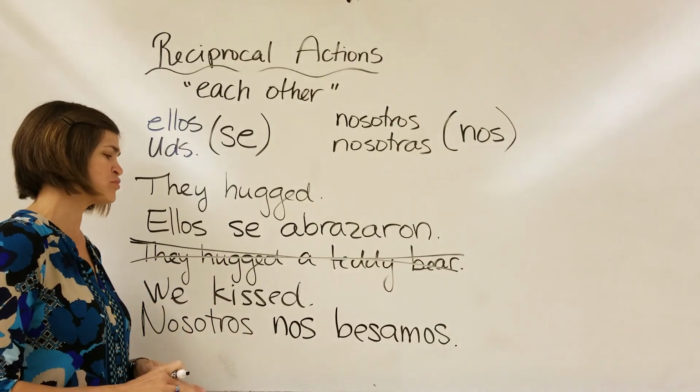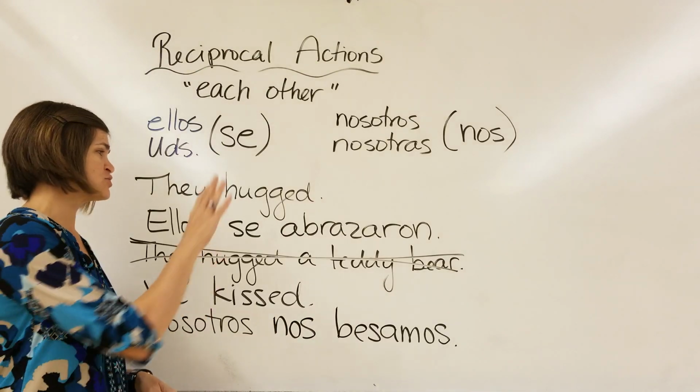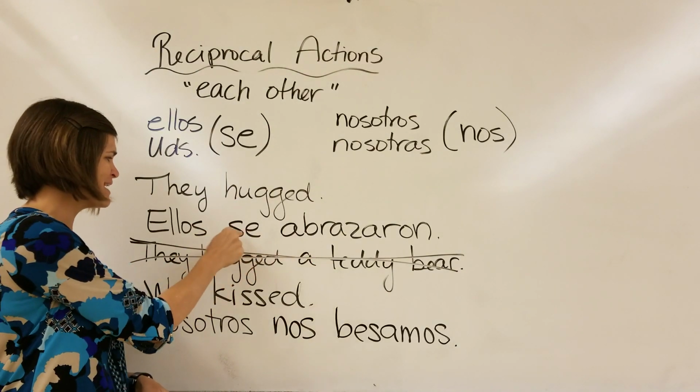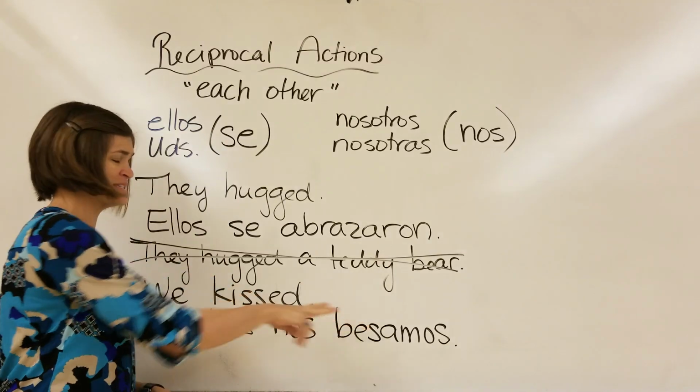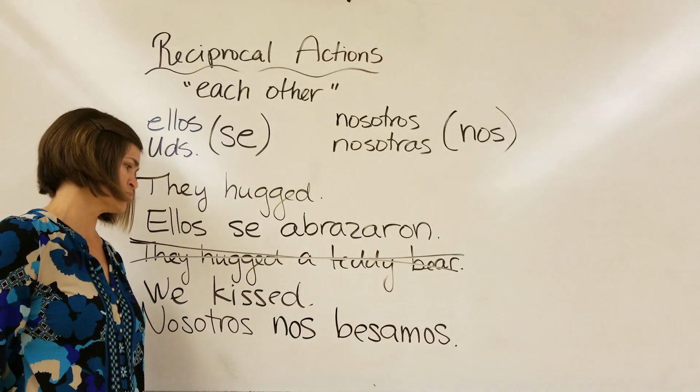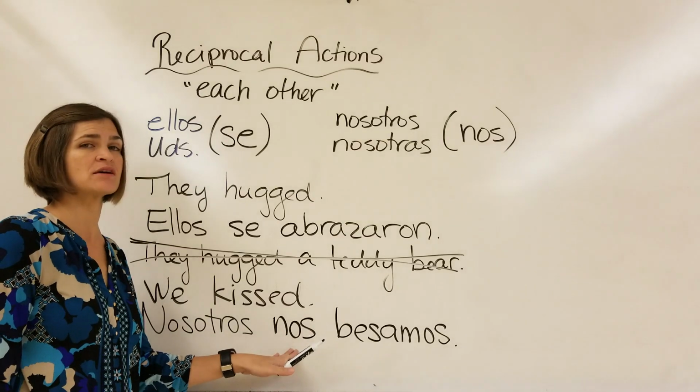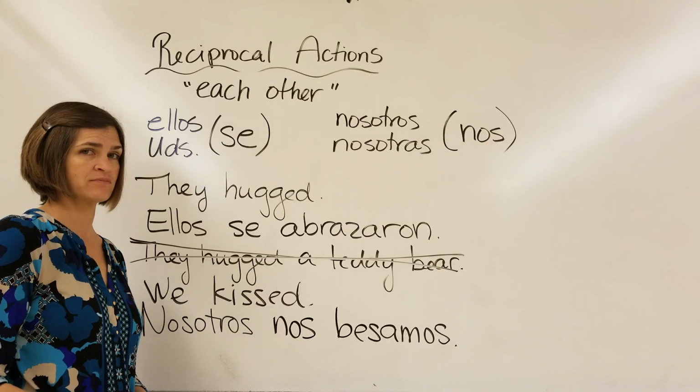Please remember that because there's only one verb in this situation, there's only one place for our reflexive pronoun or our reciprocal pronoun to be. There's one verb, one conjugated verb, it has to go in the front. We are not allowed to say besamos nos. That's no. The nos has to be in front of the verb, no choice.